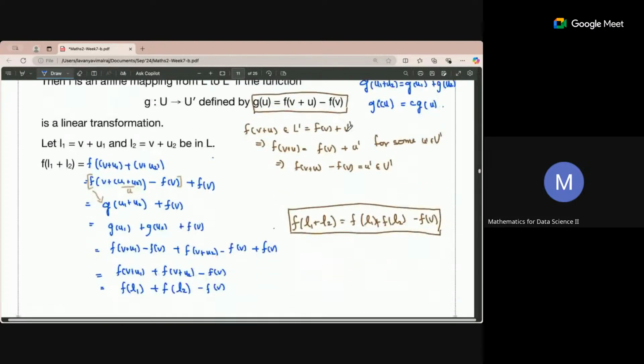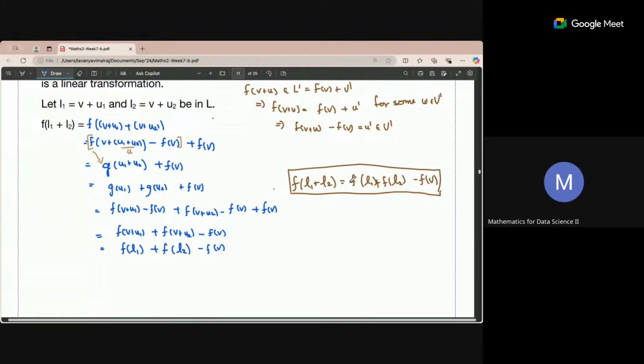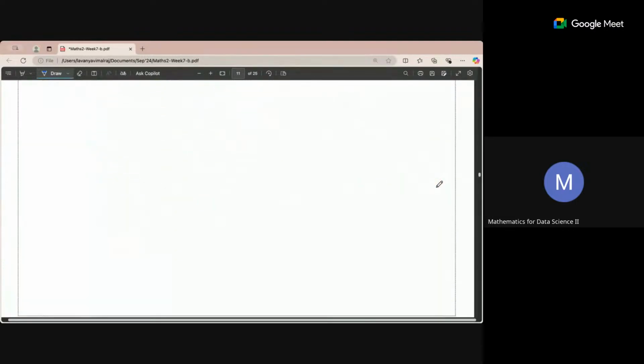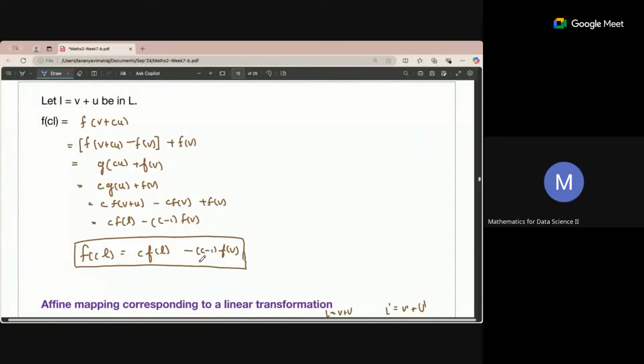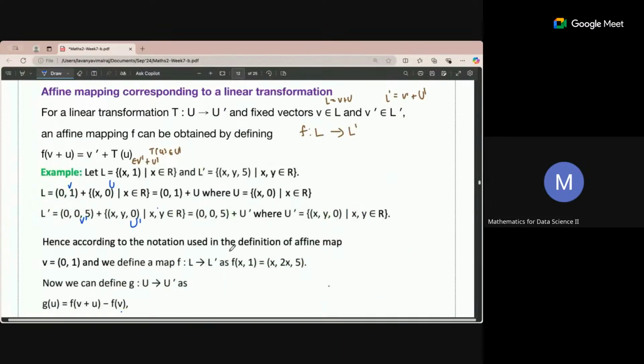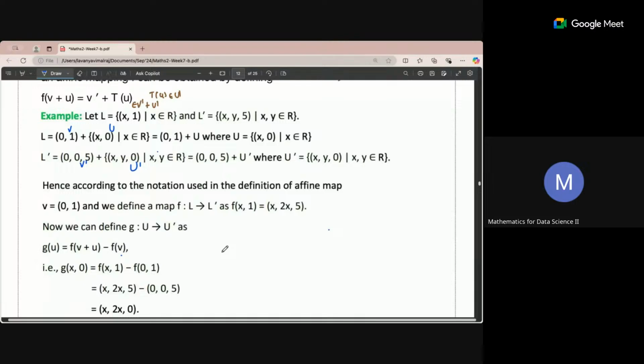And then it has this property that f of L1 plus L2 is f of L1 plus f of L2 minus f of V. And you have f of CL is C times f of L minus C minus 1 times f of V. And you have an example here. So up to this, you understood whatever I have told you, right? Yeah.